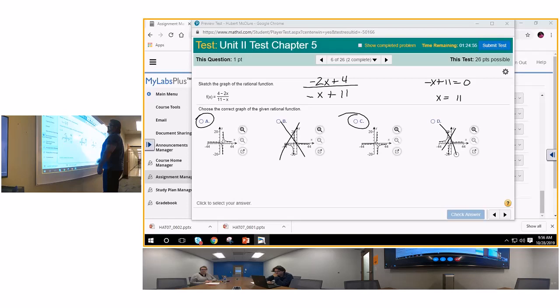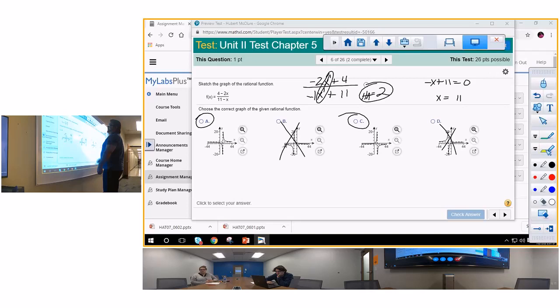What are we going to do? We got to look at the horizontal asymptote, which means, since these two are the same, you can just take the coefficient. Negative 2 over negative 1 is what? 2, positive 2. So our horizontal asymptote is equal to what? 2. So which one has a horizontal asymptote of 2? Alpha? It's alpha? Yes, sir.